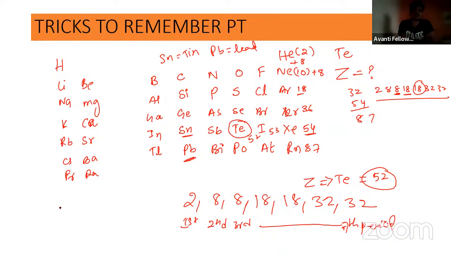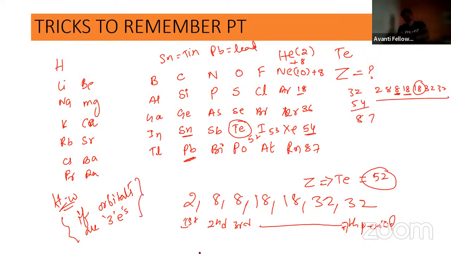So now I'm giving you the homework. Remember, if orbitals are accommodating 3 electrons, now tell me how many elements are there in period 2. How many elements are there in period 2, if the orbitals are accommodating 3 electrons?